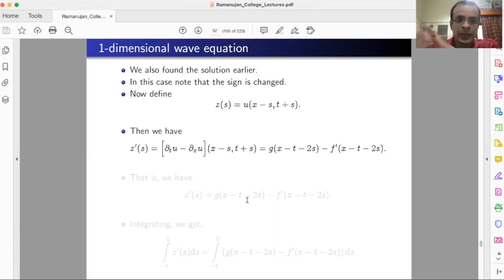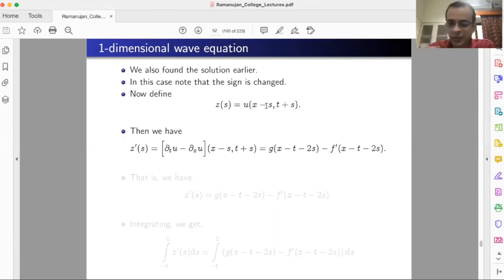Okay. And when I differentiate this, z prime of s is going to be what? It's going to be du dx evaluated at this x minus s comma t plus s times minus 1, plus du dt times plus 1 because of this t plus s factor over here. So in fact, we precisely get d_t u minus d_x u, and that's the motivation for actually defining this x minus s over here. So this is d_t u minus d_x u evaluated at x minus s comma t plus s.